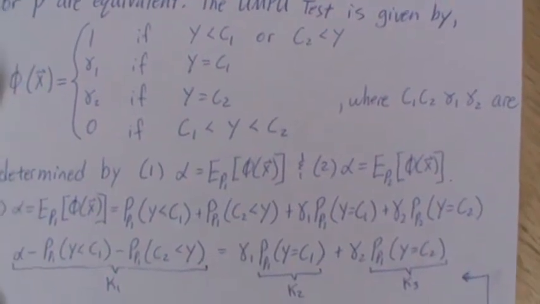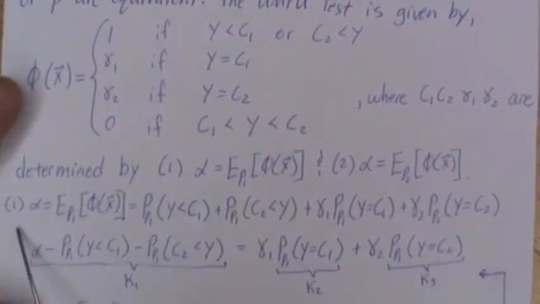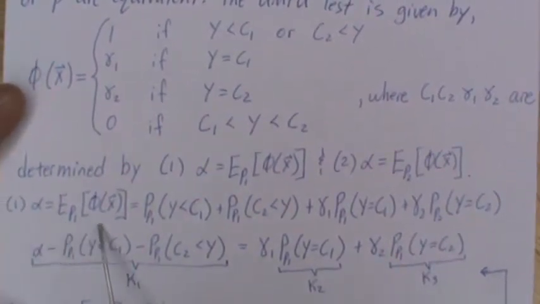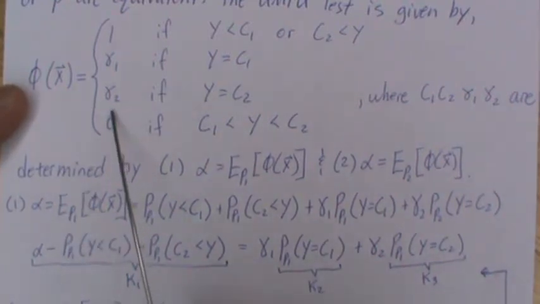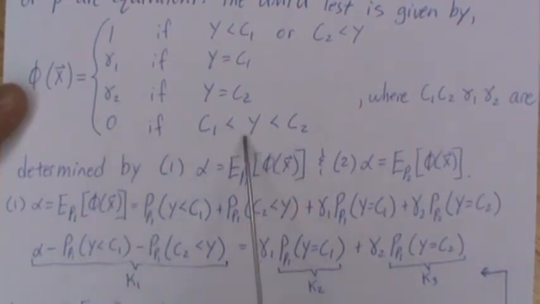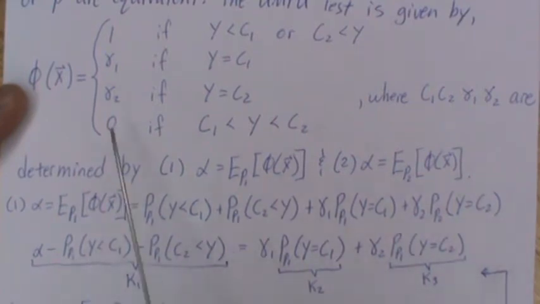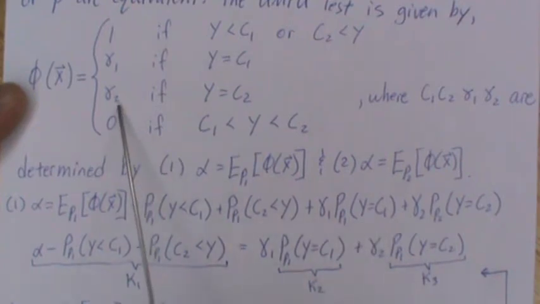So let's start solving for these. So the first equation is alpha is equal to the expected value of the test function, assuming P1 is true. And since this is discrete, the expected value is the value times the probability of happening. Well, that's just 0. So then it looks like we take a 1 times this probability, which is what this is here. And then it's gamma 1 times this probability. And then it's gamma 2 times that probability.